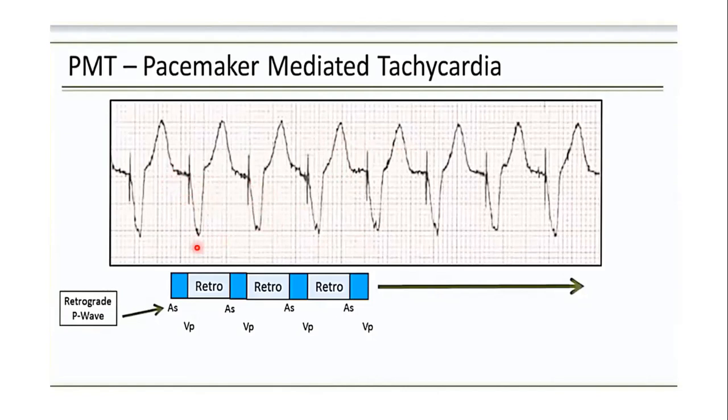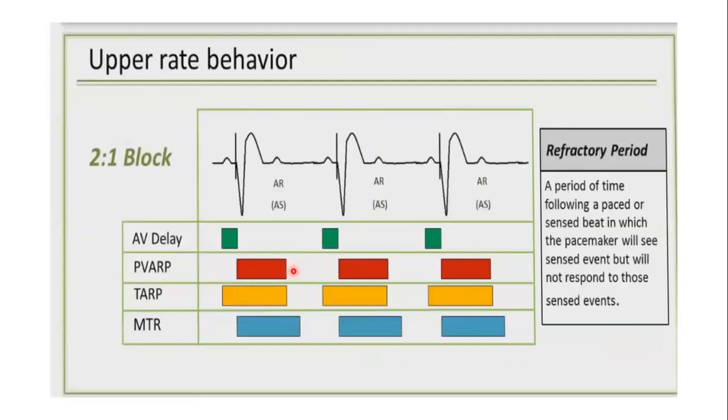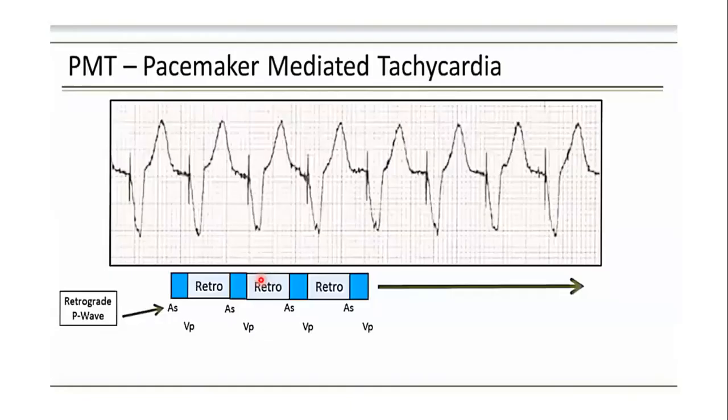And to cut this loop, or to prevent this loop, one will have to increase the length of this PVARP, so that all these free areas that can allow an impulse, generated or transmitted from whatever source, to be sensed will be blinded, so that there won't be any sensing of any PVC by the atrium or the ventricle. So either an atrial PVC or a ventricular PVC cannot be sensed. So if the PVARP is increased, that will be corrected.